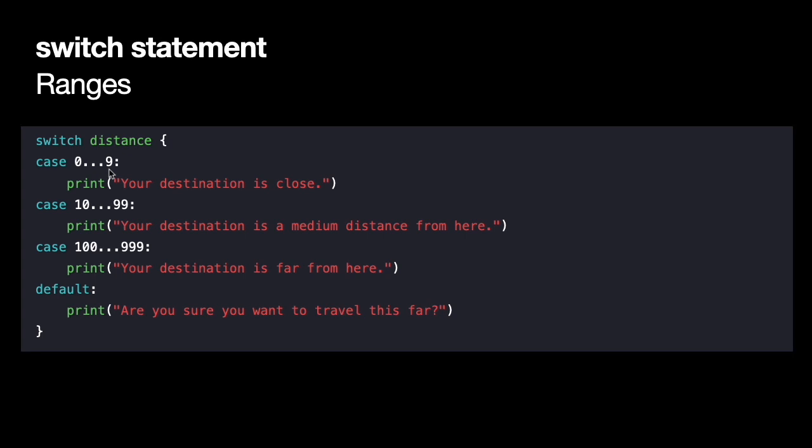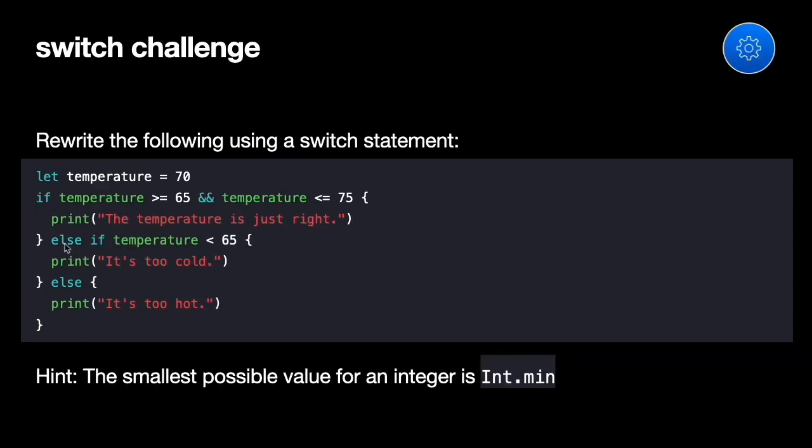8, but not 9. Here's an example where the if-else logic can be a little bit difficult to read, and rewriting it as a switch statement can make things clearer. So we'd want to have one range going from 65 through 75 inclusive, and then we'd want to have a case which deals with everything below 65, and then we'd want to have a default case which handles everything else. In addition, for integers, you can always state the smallest possible value for an integer by using int.min. That is a static property on the integer type.